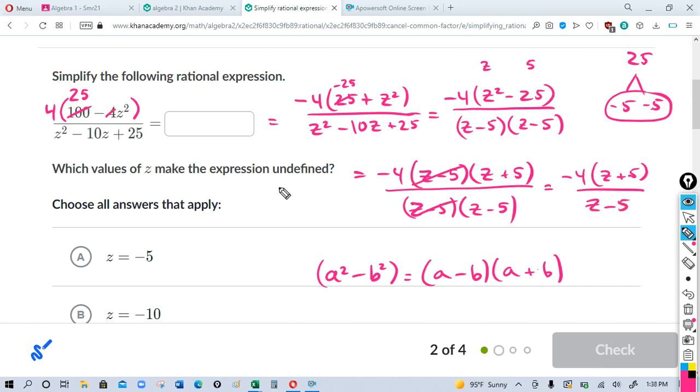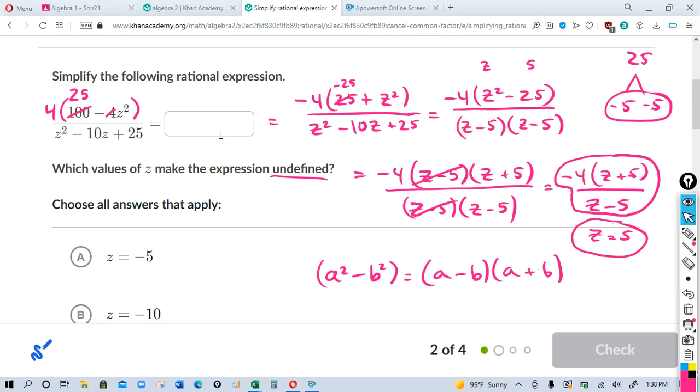All right? And what would make the expression undefined? Well, if you put a 5 in there, you get 5 minus 5 in the denominator. That's 0, and you can't divide by 0. So z equals 5 would make it undefined. So this is the answer to the first question, and this is for the second one.